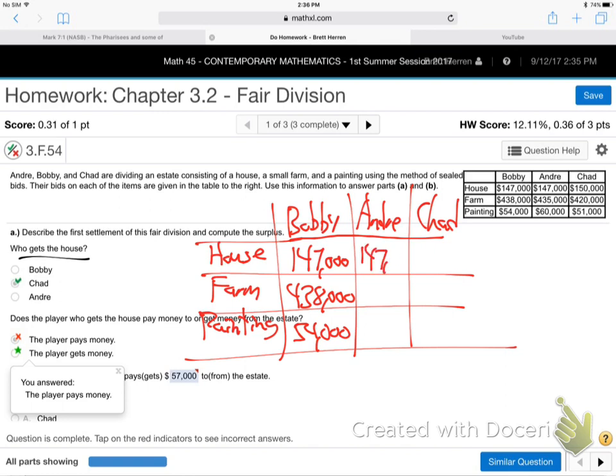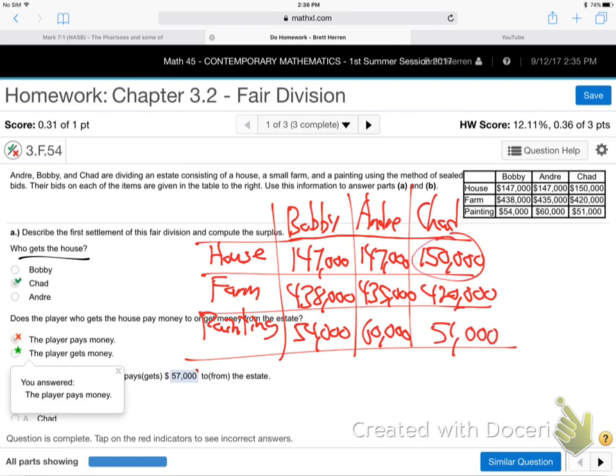The first question is who gets the house? How you decide the items is you give it to the highest bidder. It's like an auction, you know? So who bid the highest on the house? Yeah, Chad bid 150. Remember, it's sealed. They don't know what each other's bidding. It's secret. They write it on the paper and hand it to the judge or the lawyer or whatever. And so the highest bidder was Chad. Chad gets the house.